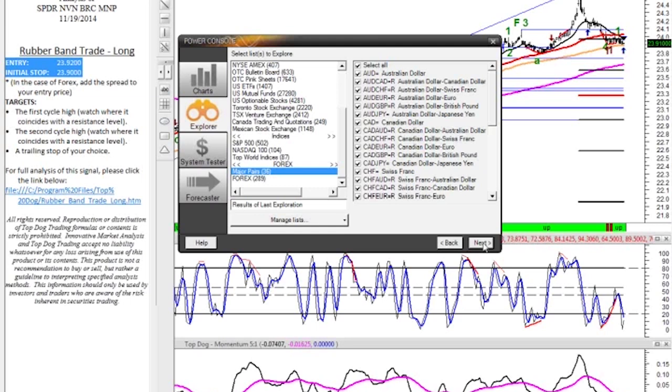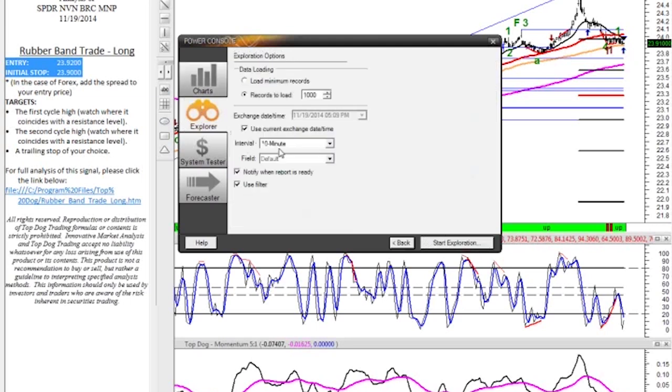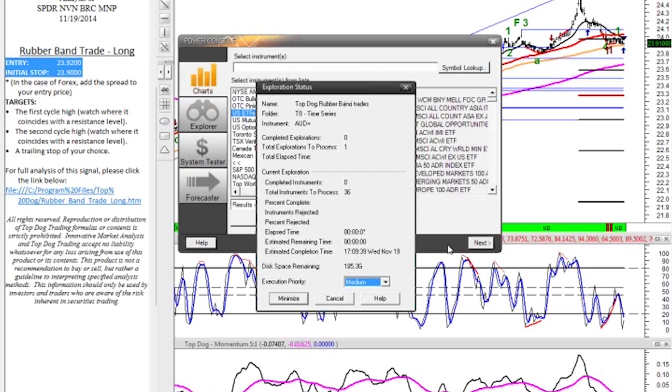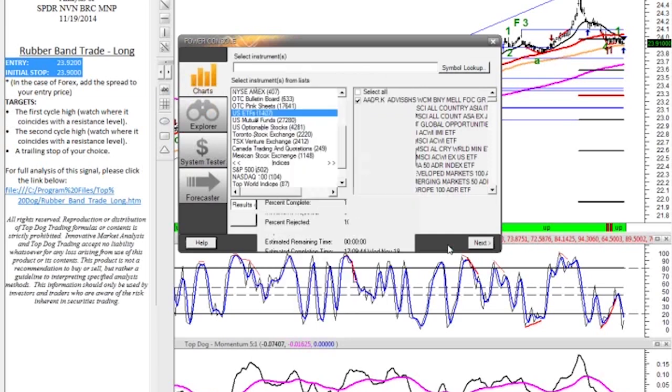So I'll go ahead and click on Next here. Just going to run this exploration. I'll go ahead and use a daily interval and start the scan. It should go through that while we're answering some new questions. So again, that's about how fast it takes to go through the major pairs.